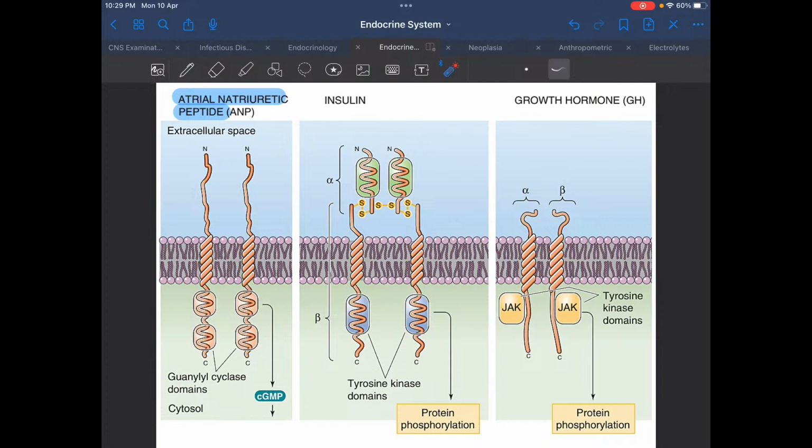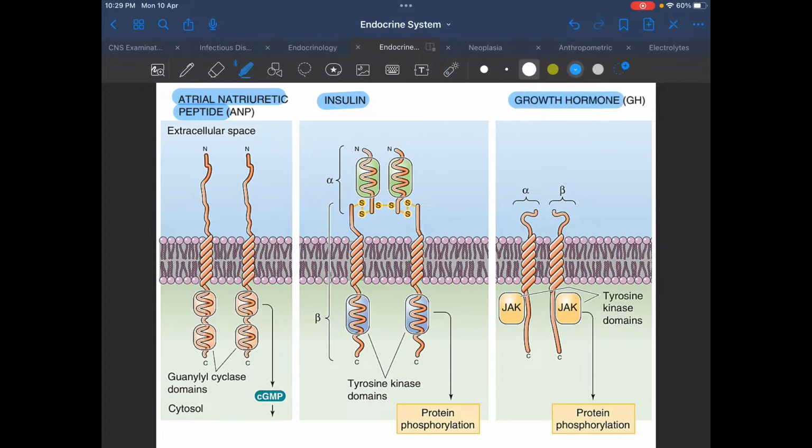ठीक है? Cyclic GMP is going to activate protein kinase G, and that's going to lead to activation of myosin light chain phosphatase, which is going to break the myosin light chain से जो भी phosphate present है. ठीक है? Example next is insulin. What does insulin have as an enzyme? It has tyrosine kinase. What is it going to do? Attach phosphate residues. So again, it's an enzyme linked receptor.